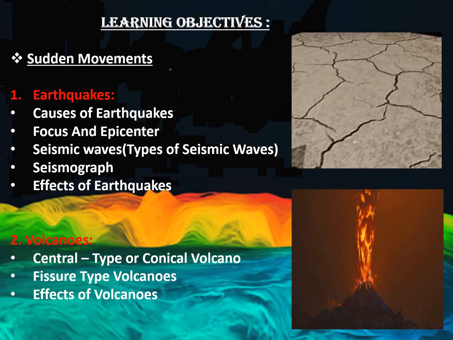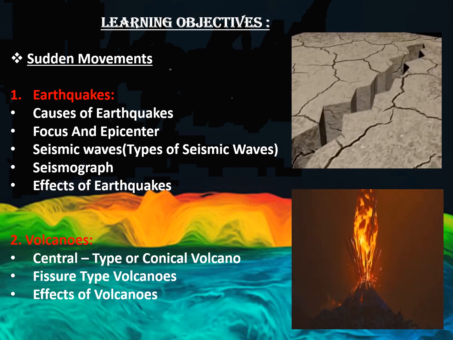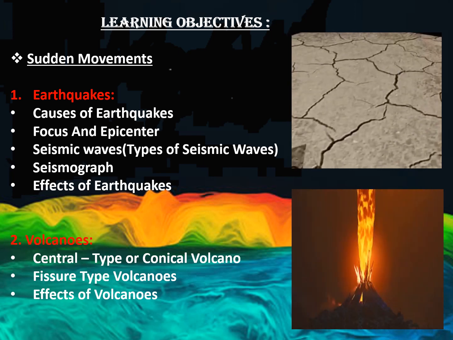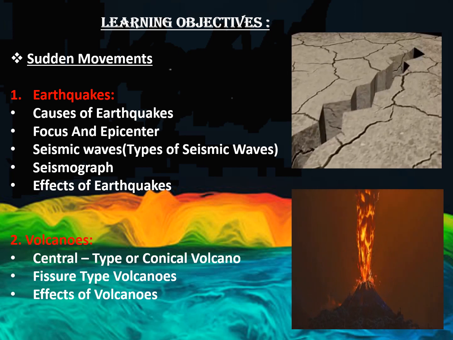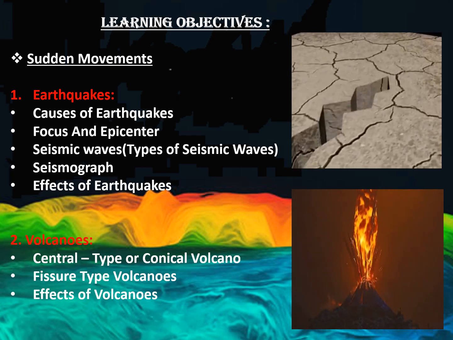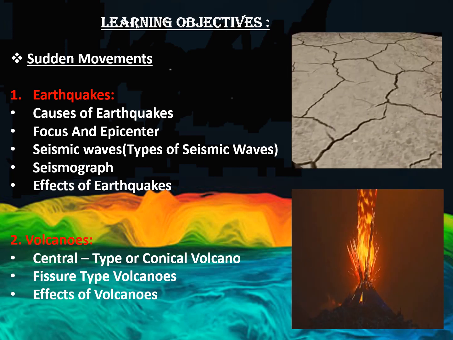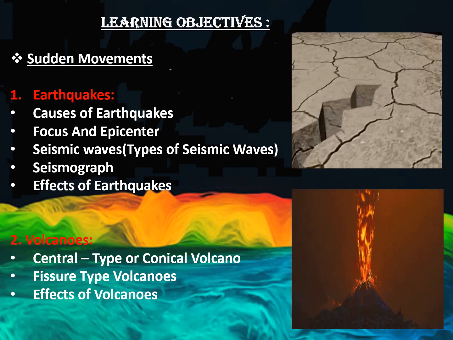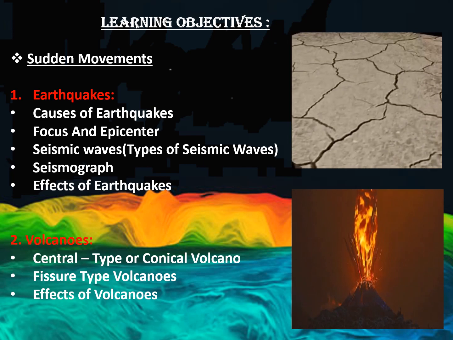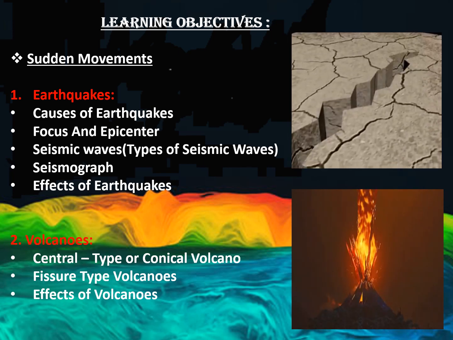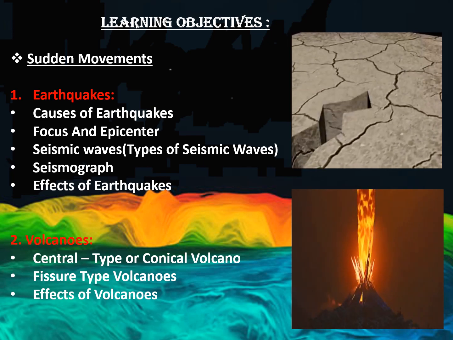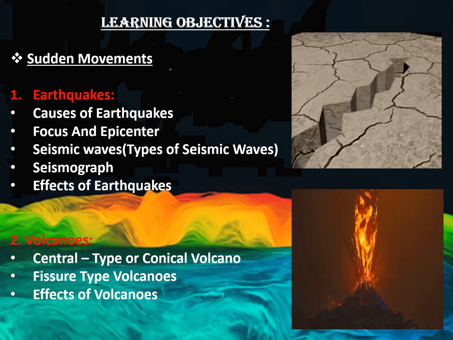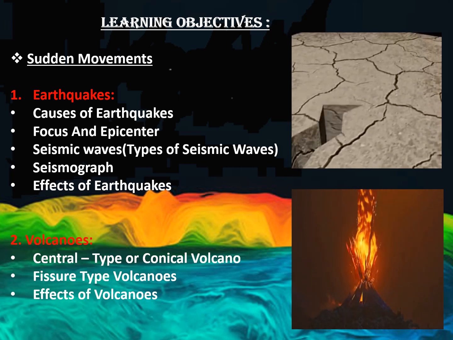And second, volcanoes. What are volcanoes, students? A mountain with a large circular hole at the top through which lava, gases, steam and dust are or have been forced out to escape from a magma chamber below the surface of the earth. Volcanoes are of two types, that is central type or conical volcano, and fissure type volcanoes, and effects of volcanoes.